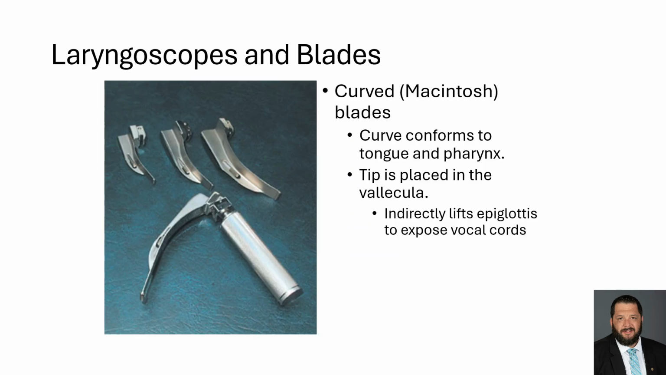The curved blade, or the Macintosh blade, conforms to the tongue and the pharynx. The tip is placed in the vallecula, which is the space where the epiglottis meets the pharynx, and it indirectly lifts the epiglottis to expose the vocal cords.